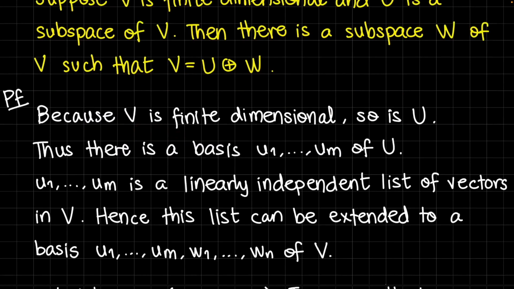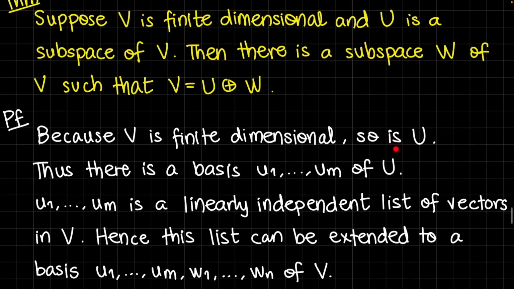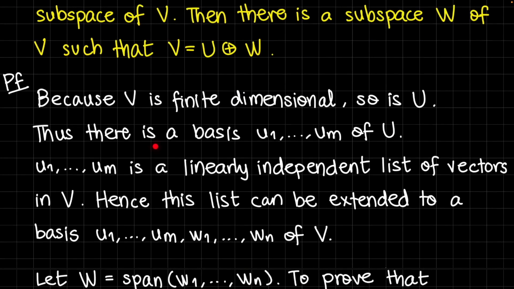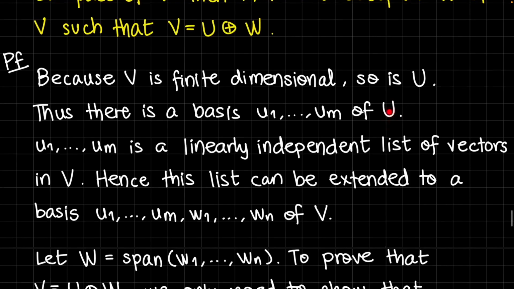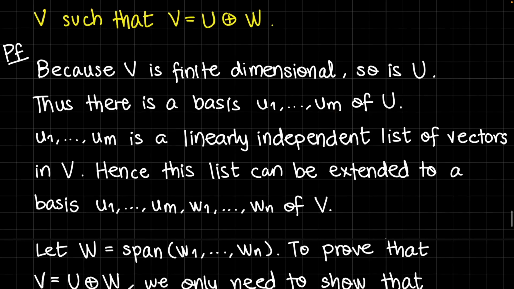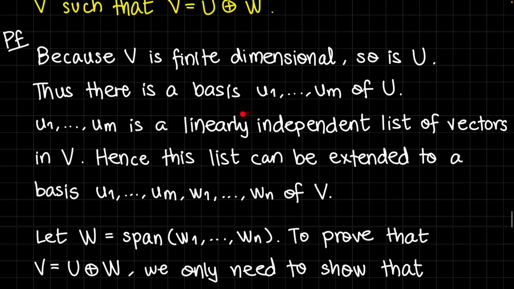So to prove this, we first note that because V is finite dimensional, U must also be finite dimensional. We proved this, I believe, in the last video. Since U is also finite dimensional, there is a basis u1 through um of U, because you can start with a spanning list, and you must have a spanning list because it is finite dimensional, and you decompose the spanning list into a basis. You can do that, or you can take a linearly independent one and extend to a basis. But either way, there is a basis u1 through um of U.